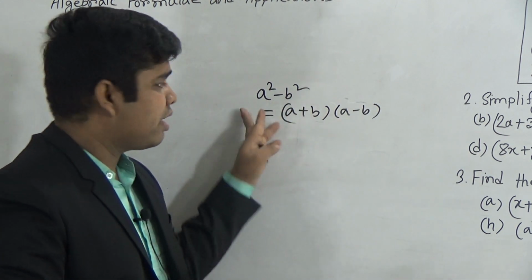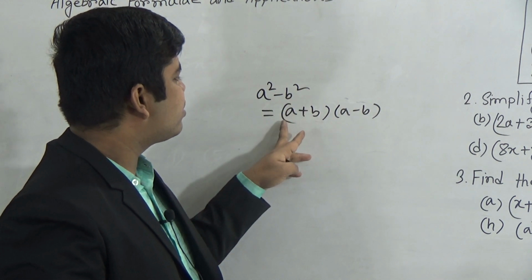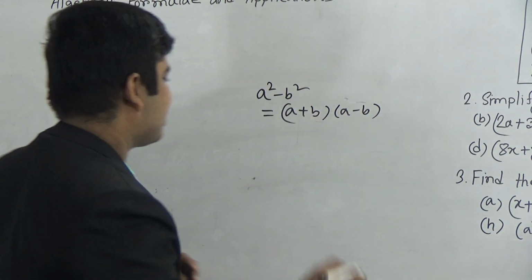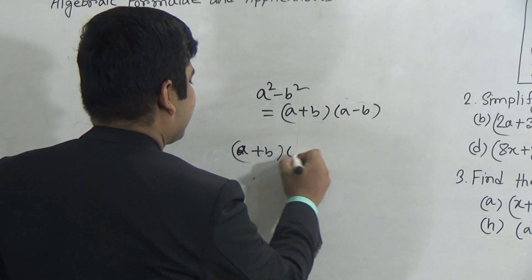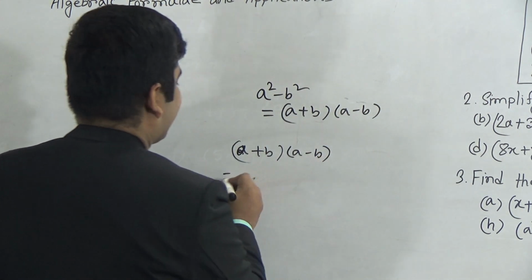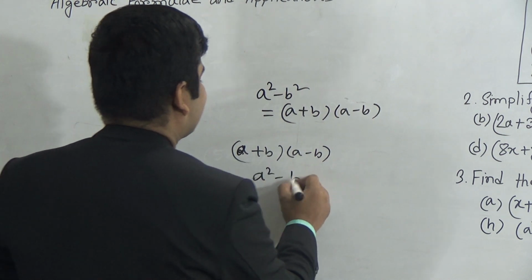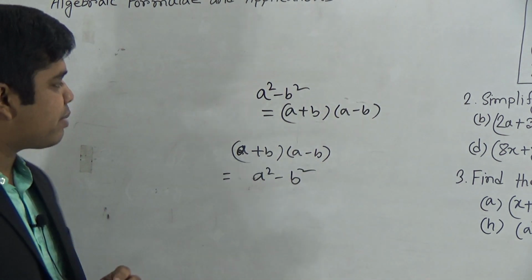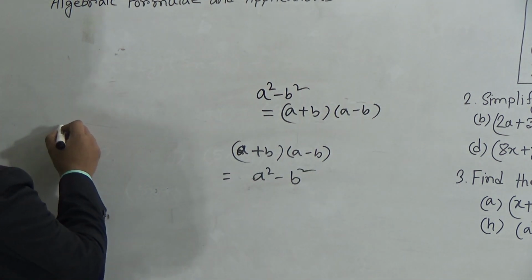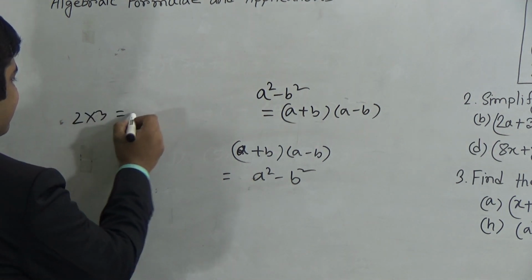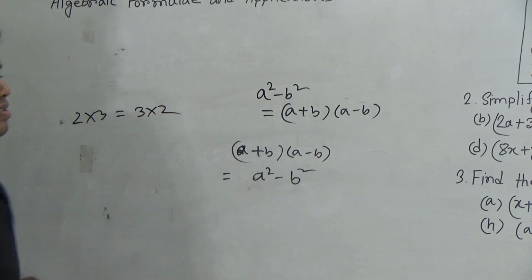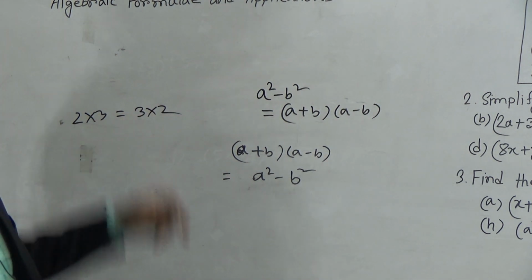If we write a square minus b square equal to a plus b into a minus b, then what can we write? If a plus b and a minus b is given, we can write a square minus b square. I hope you have understood. That means 2 multiply 3 equal to 3 multiply 2. Both are the same because it is 6 and it is also 6.